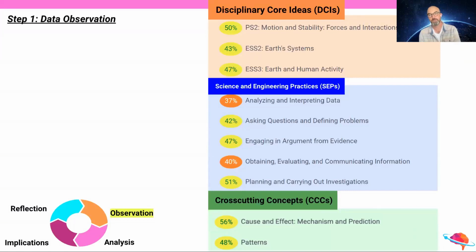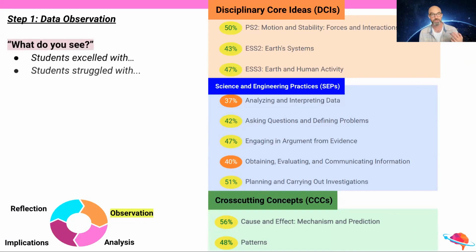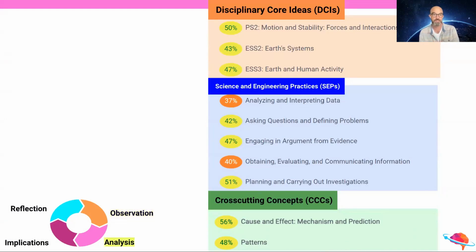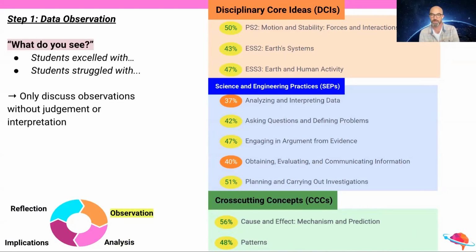So step 1 is going to be some observations. So what do you see when you look at this data? Feel free to write some observations in the chat, and that will often take the form of students excelled with blank or students struggled with blank. We ideally just want to discuss observations without judgment or interpretation, and we'll go through that process real quick out loud. So something that I see is that students did well on motion and stability. They got 50% of those questions correct.